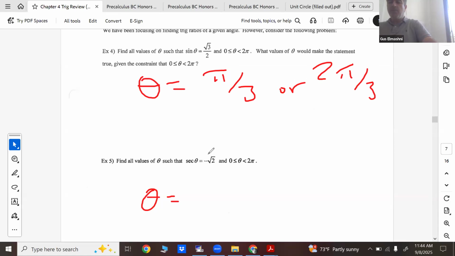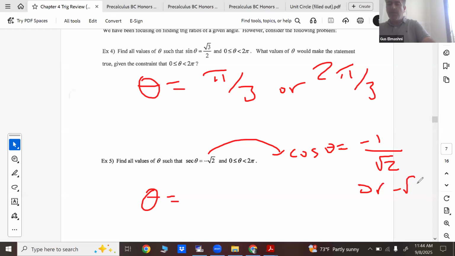If secant is -√2, that would imply that cosine theta is -1 over √2, or -√2 over 2 if you rationalize the denominator. Okay, so yeah, I can draw and do SOHCAHTOA, but ultimately we got it fast. We got to do it quick, right? So cosine's x is negative, so we're clearly in the second or third quadrants. And if you want negative root 2 over 2 in terms of radians, where will that happen? 5 pi over 4, good. Gotta be fast like that, good.